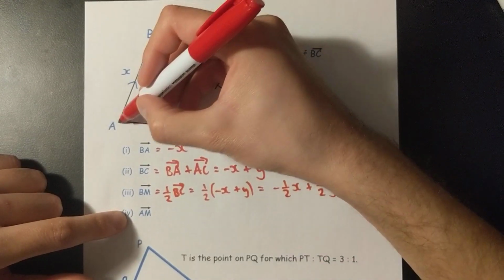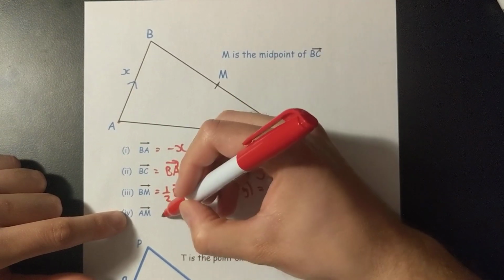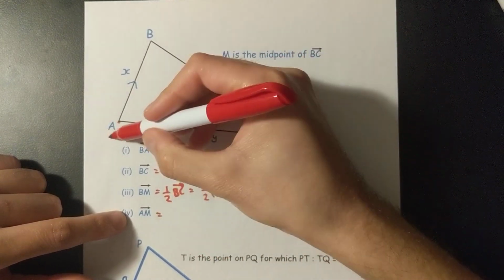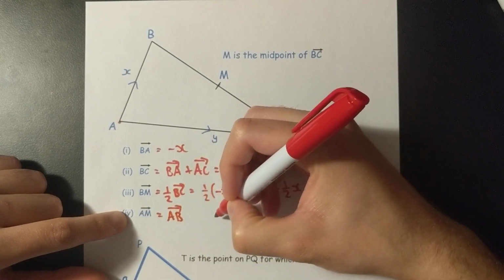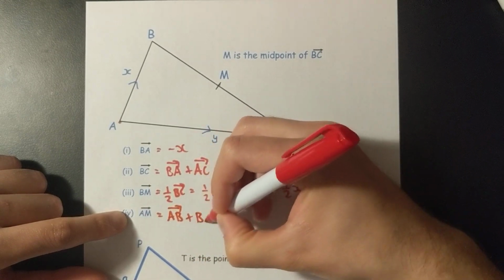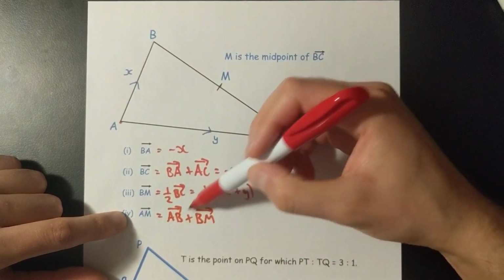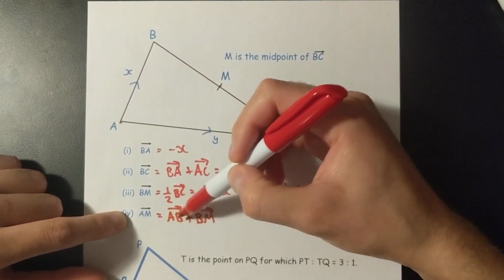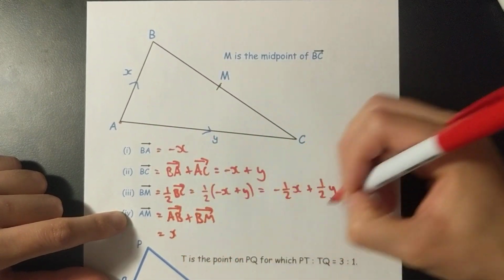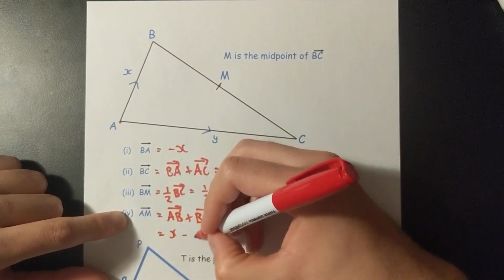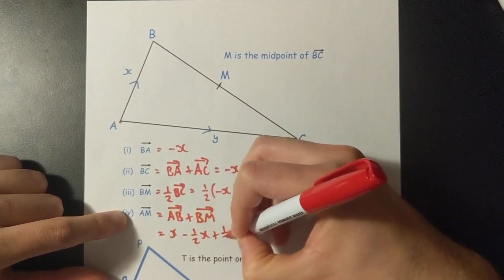A to M. So I'm going from A to M. Here I need to go from A to B, and then I need to go from B to M. Now it's very useful, I've just worked out what B to M is. So A to B is x. B to M, I've worked out here, is negative a half x plus a half y.